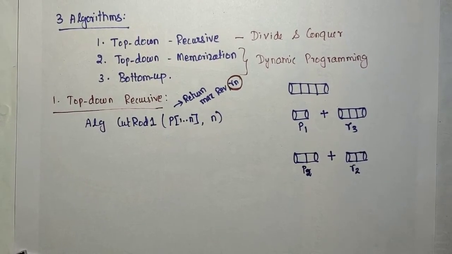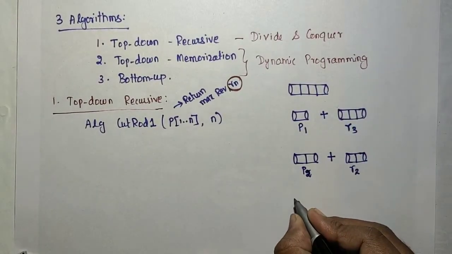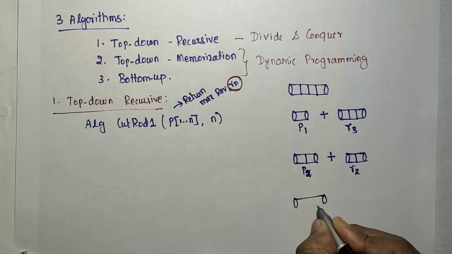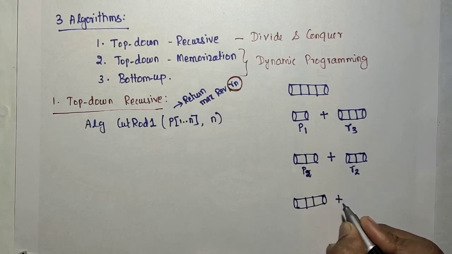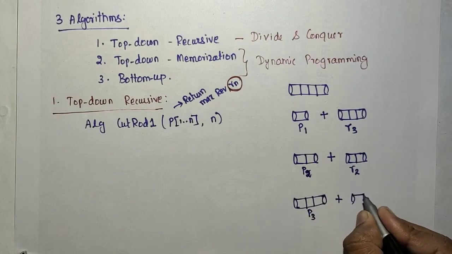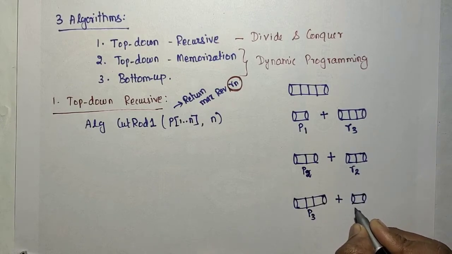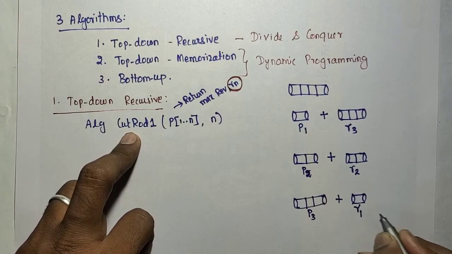Okay, the next cut is made on the 3rd inch. The 3-inch rod as it is we are going to sell. So the 3-inch rod price, that is P3, plus the remaining 1 inch rod's maximum revenue, that is going to be determined by the same algorithm, that is R1.